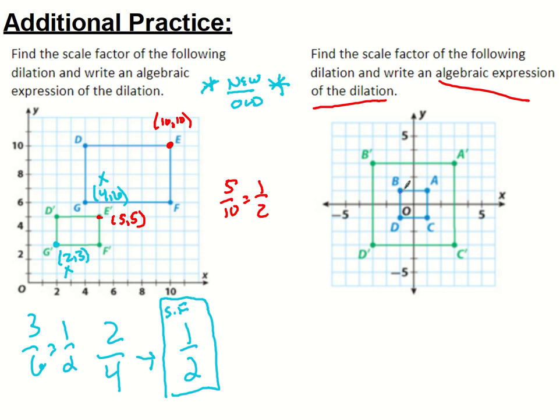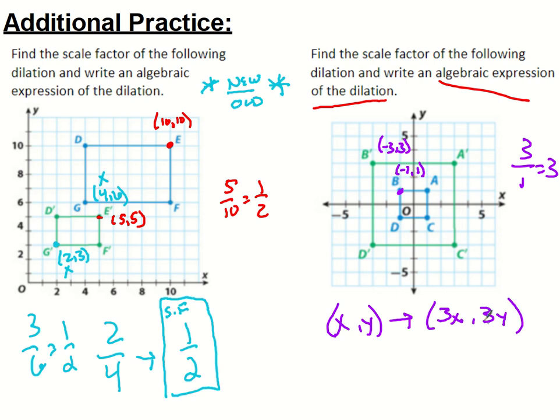Okay, so I'll just use B. B's at -1, 1. Negatives don't matter. Our scale factor is always going to be positive. My new B is at 3, 3. I think a lot of people can see right away that if I went from 1 to 3, I'm multiplying by 3. But if we can't, I set it up as the new one over the old one. 3 over 1 is equal to 3. So algebraically, my scale factor is 3, so that'd be 3x, 3y.